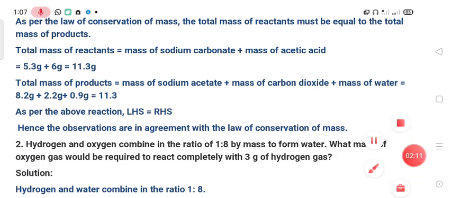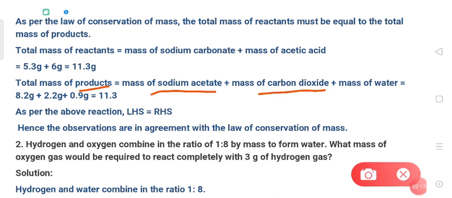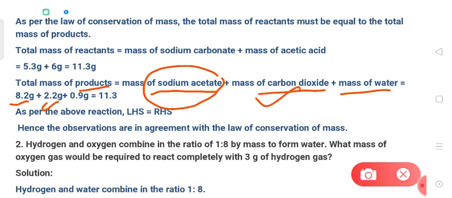Now let's check what is the total mass of products. Total mass of products is mass of sodium acetate plus mass of carbon dioxide plus mass of water, which are formed as a product. So as you know, the mass of sodium acetate that was produced is 8.2 gram, mass of carbon dioxide is given as 2.2 gram and mass of water is given as 0.9 gram. So total becomes 11.3 gram.